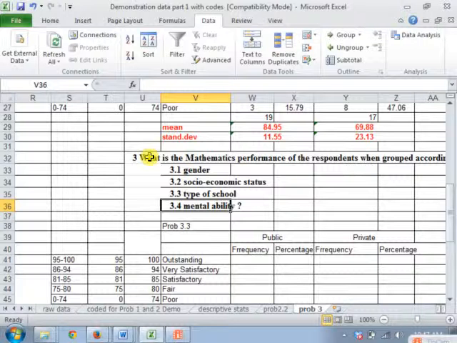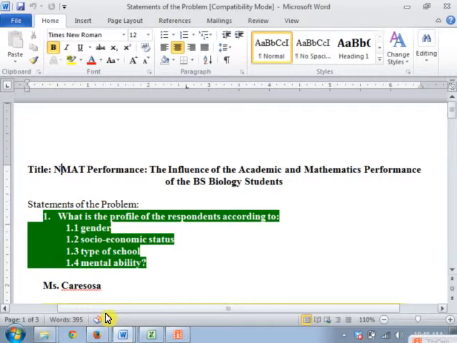It only says, what is the NMAT performance? Can you get back to your title? What is the title? The influence of the academic and mathematics performance. If we're going to be true to that, you basically do not need to look into what the mathematics performance is, just that. You need how this mathematics performance influences the NMAT performance. That's basically in your title.